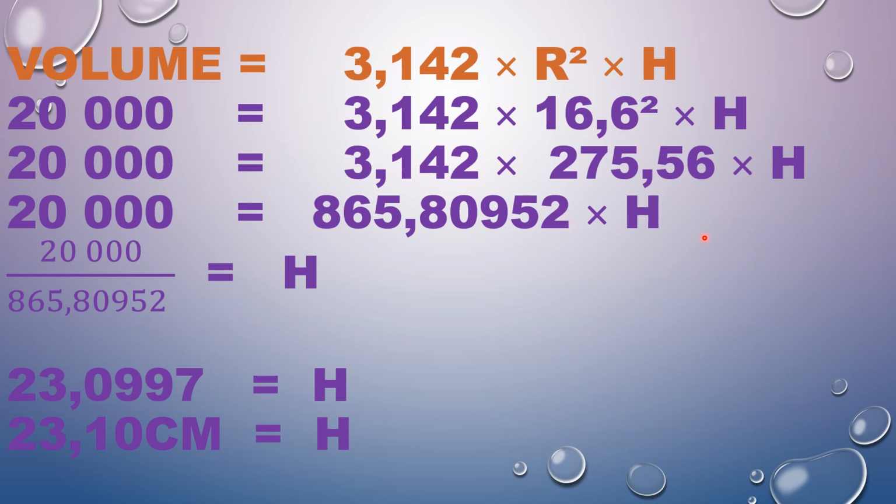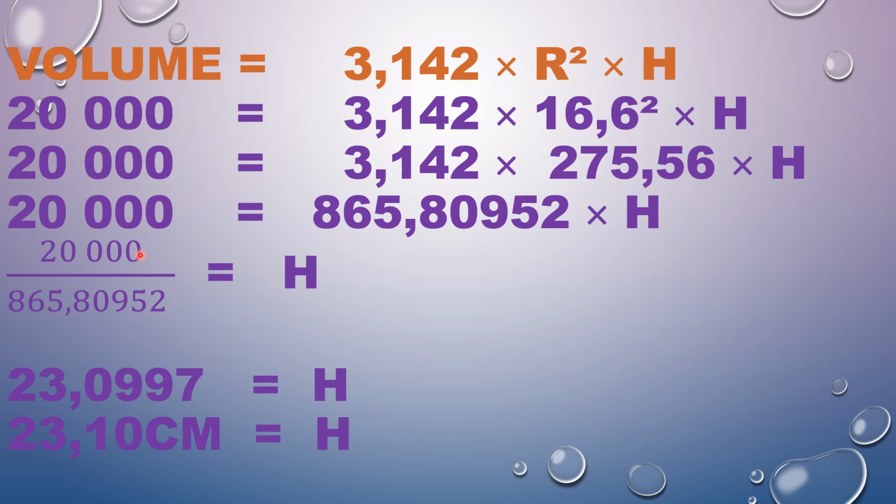So my height is my unknown. In this equation, height is unknown. We will leave height on the right-hand side of the equal to sign. Leave 20,000 on the left-hand side. And let's take this 865, which is multiplication, to the opposite side of the equal to sign. So when I take multiplication to the other side, it becomes the opposite of multiplication, which is division.